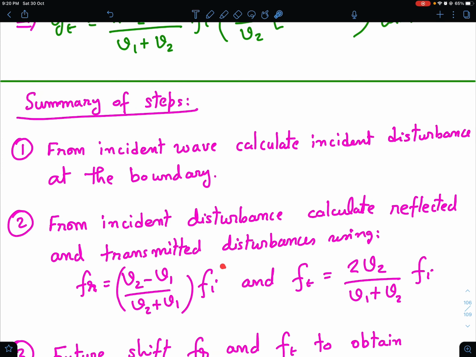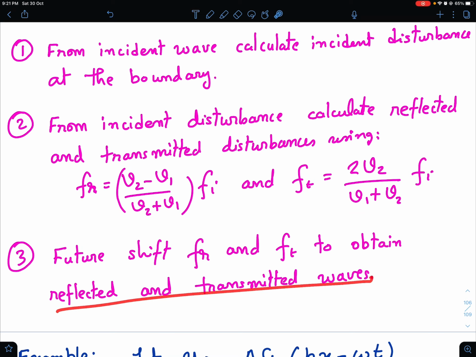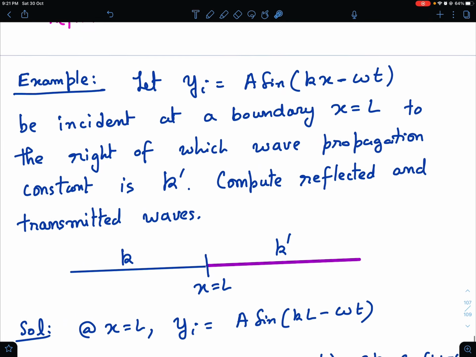Now from the incident disturbance, calculate the reflected and transmitted disturbances using the formulas. F reflected is (v2 minus v1) upon (v2 plus v1) times f incident, and f transmitted is 2v2 upon (v1 plus v2) times f incident. And then once we have the reflected disturbance and transmitted disturbance, I apply the future shift to f reflected and f transmitted to obtain the reflected and transmitted waves. So, to make this concept firm in your mind, let me take one more example.